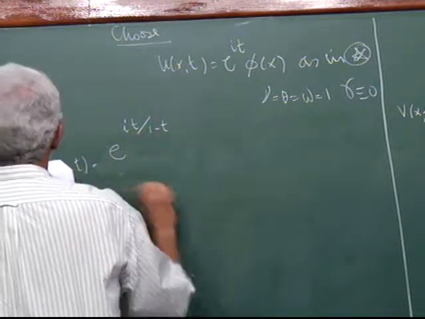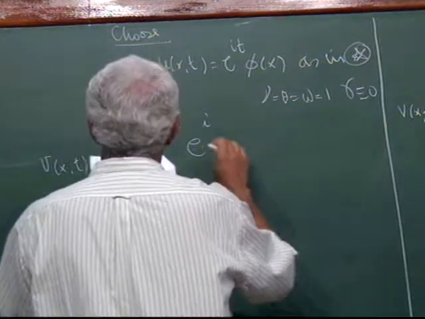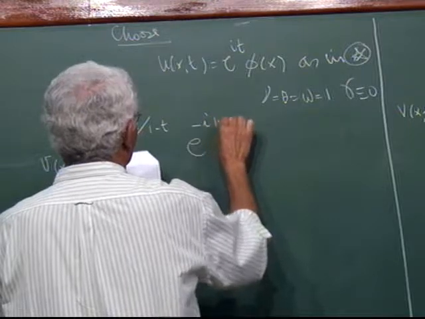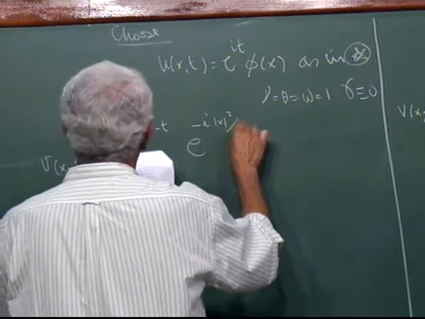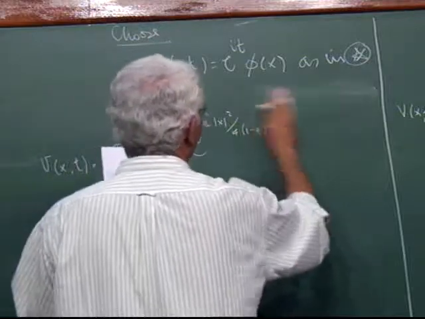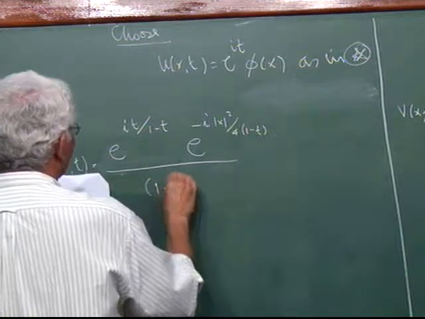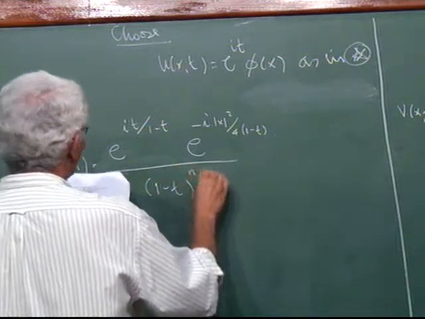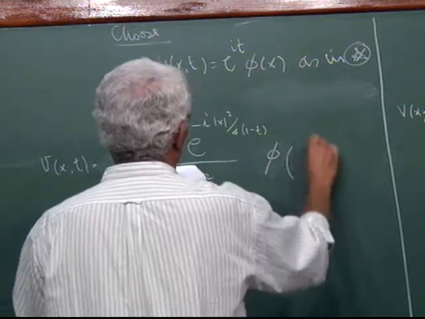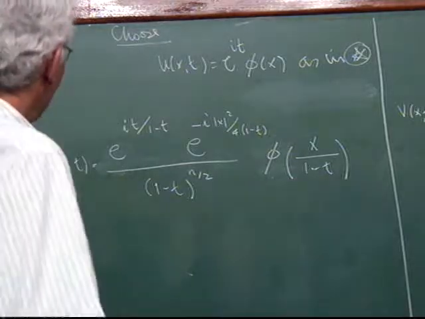1 minus t. The exponential is going to be e to the i. w is going to be minus 1. Then this is going to be 4, 1 minus t. Then maybe this is not correct. I have to choose that. Then this is 1 minus t to the power n over 2, and this one is x over 1 minus t. To do that, we have to choose what?